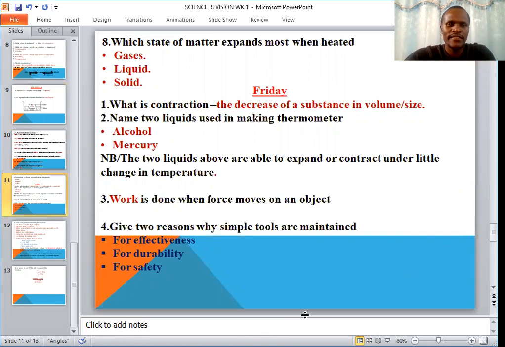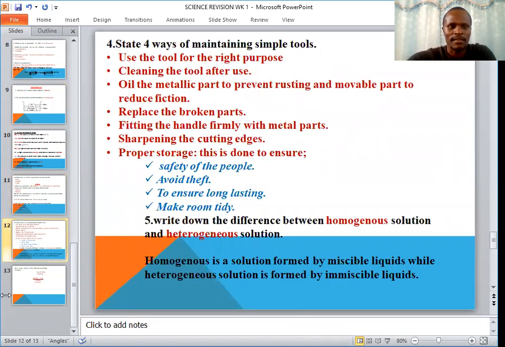Because they respond very fast to changes in temperature, being able to expand and contract, that's why they're used when making a thermometer, because a thermometer is all about expansion and contraction. That's why alcohol and mercury are used. Let's not talk about water, because remember, water takes a long time to expand. So alcohol and mercury are the ones that are effective. Let's look at number 4.